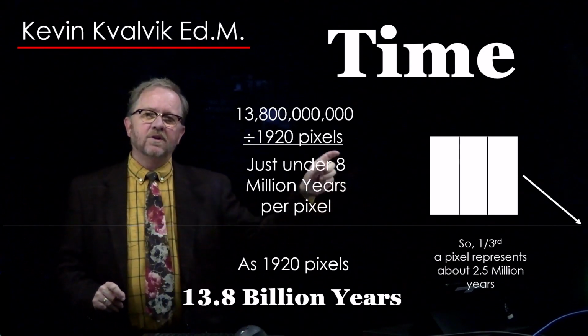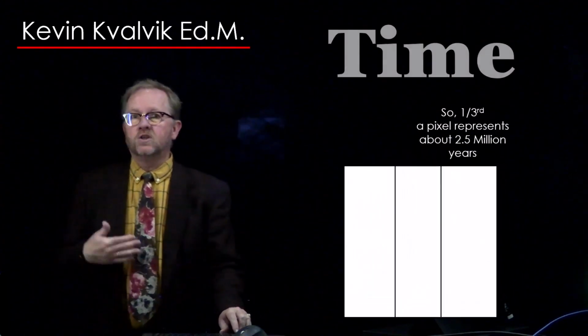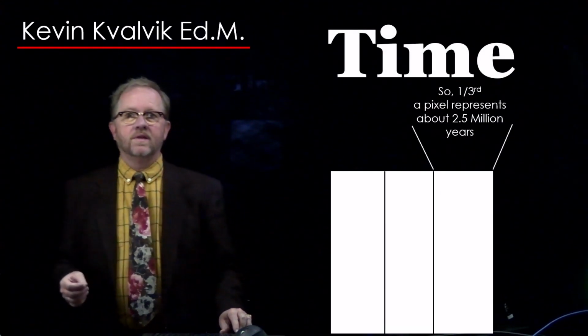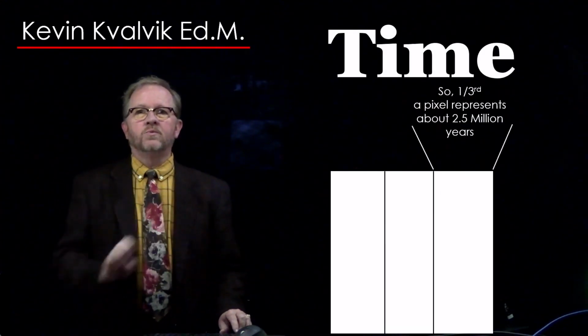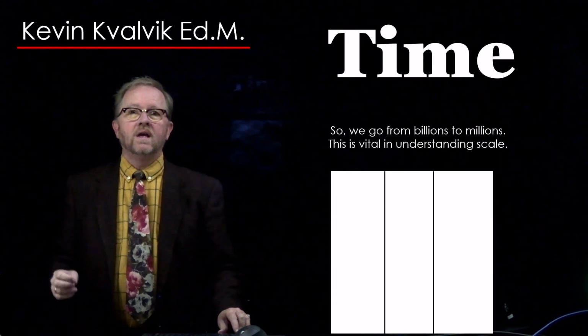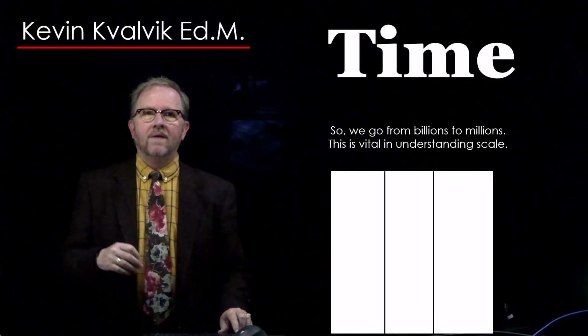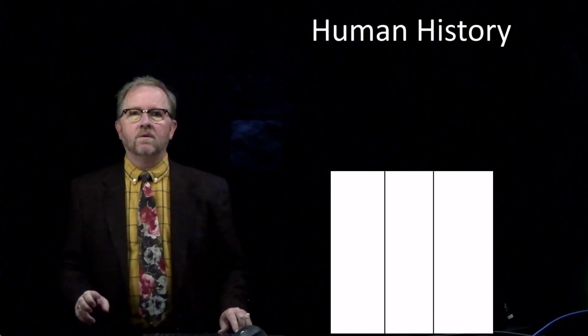If you divide that up into just one pixel, that pixel can be divided into thirds. And that pixel then means that this third represents about 2.5 million years, which it turns out is important because we go from billions to millions, and then that's one order of scale.